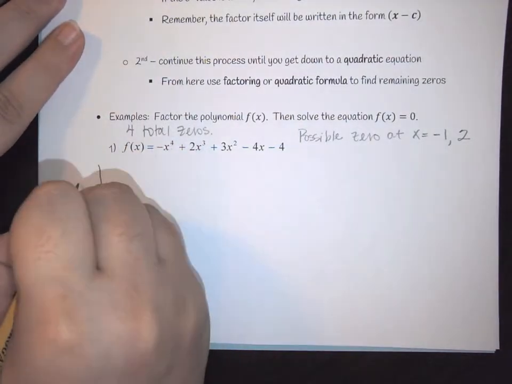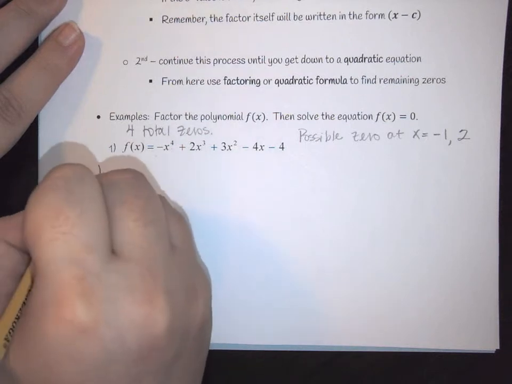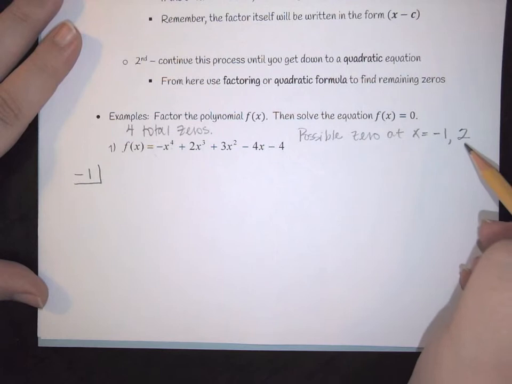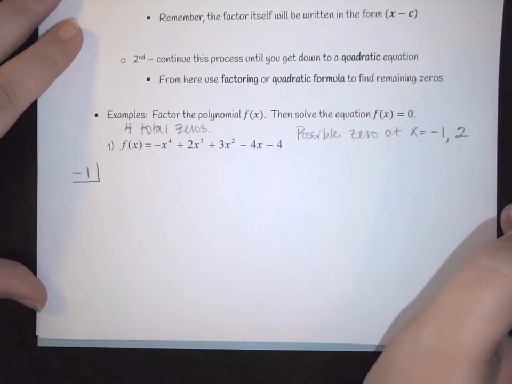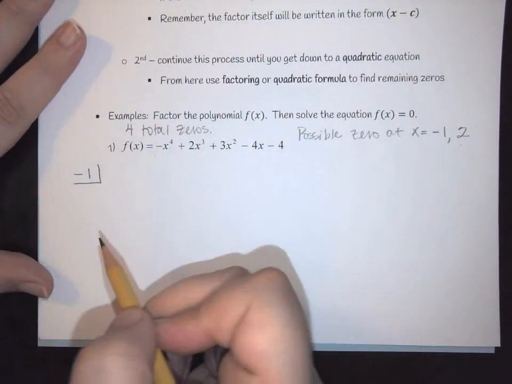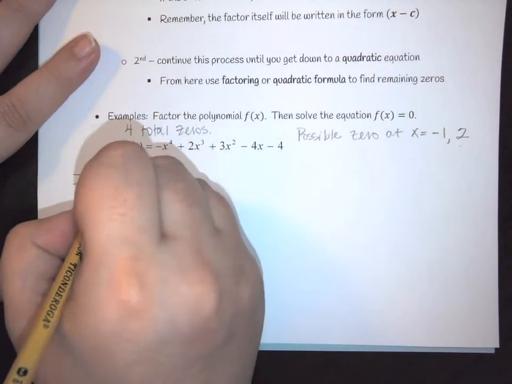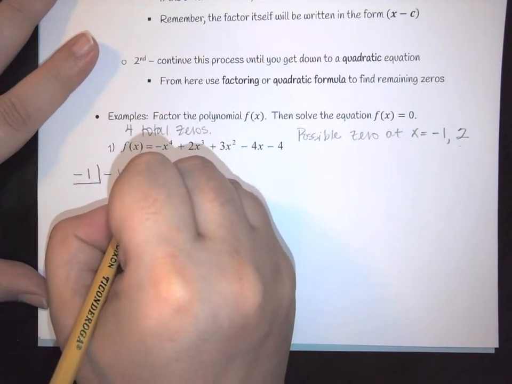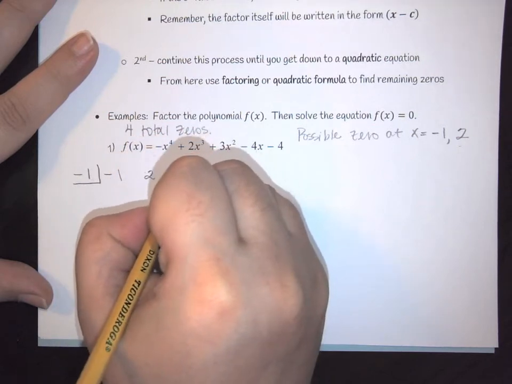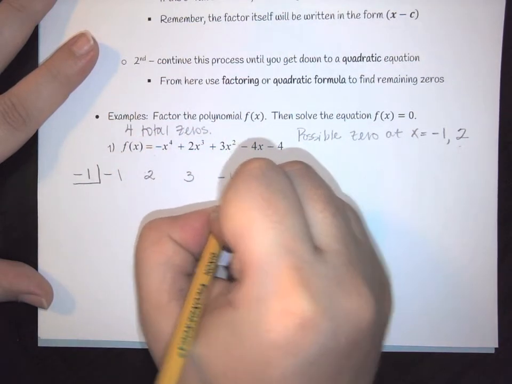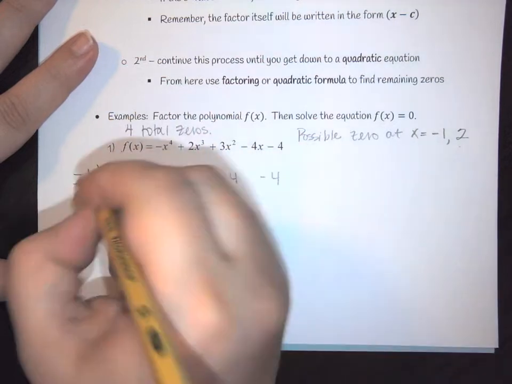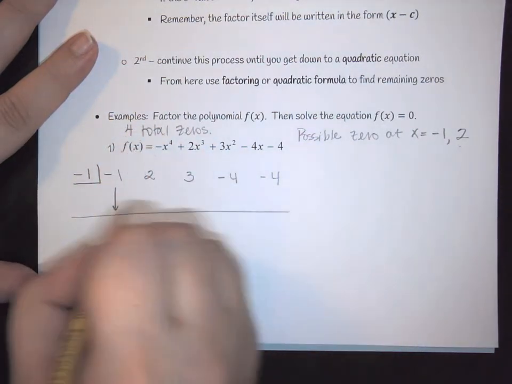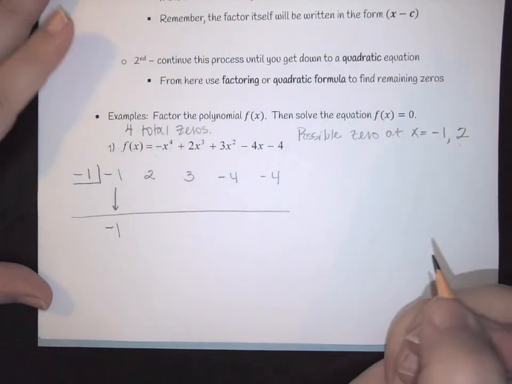Okay, so I'm going to set it up. And the first 0 I'm going to go ahead and test is that -1, because it was pretty outstanding, whereas this 2 was a little bit of a decimal. So I'm going to go ahead and test -1, and again I'm going to pull my coefficients. So this was -1, 2, 3, -4, and -4. Drop that first one down, and then start on in.